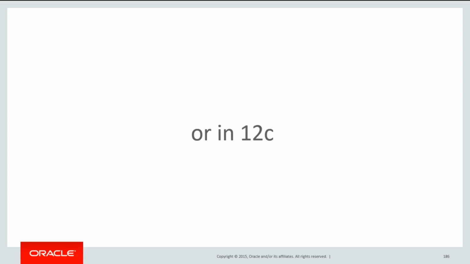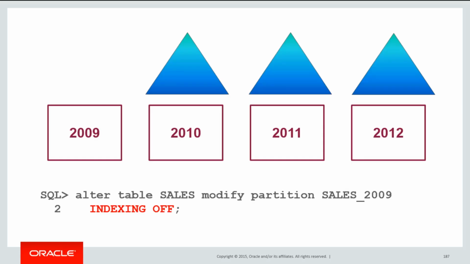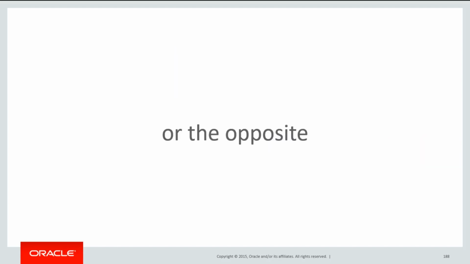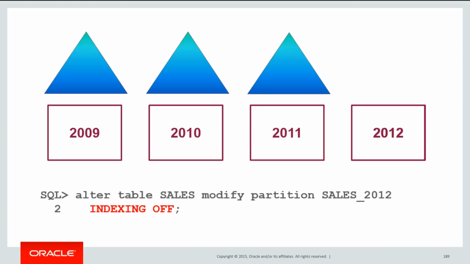As long as you're on 12c or higher, you can do this declaratively using the indexing off facility, which is part of partial indexing. In the same way as marking an index unusable, this will simply drop any relevant segment for an index that you turn off. You might even choose to do the opposite. You might choose to turn off indexing for the current data and leave indexing on the older data.